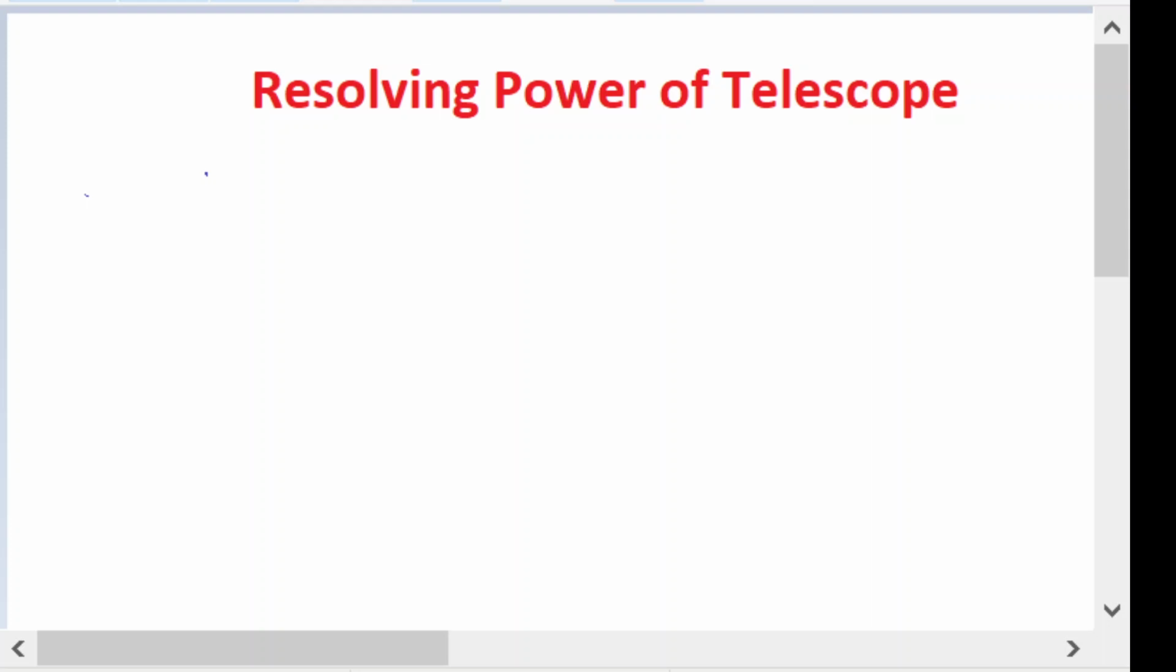Hello students, today we are going to learn the resolving power of a telescope. Now as we know, telescopes are used to see distant objects. Suppose, for example, we take a star or any planet. If you want to see it, then you will use a telescope, isn't it?